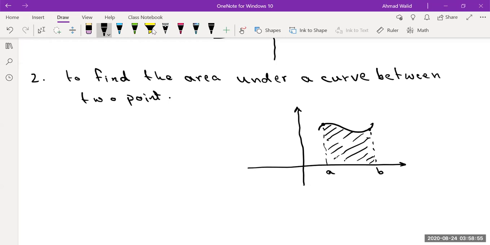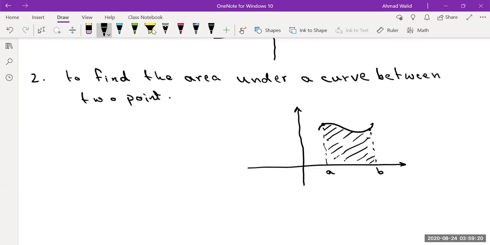Later you will see in your calculus 1 or maybe in calculus 2, there are some constructions, some famous buildings, that used calculus to design them, right? Right now, I want to tell you that the second objective of calculus is to find the area under the curve.